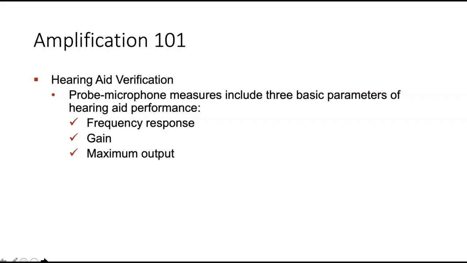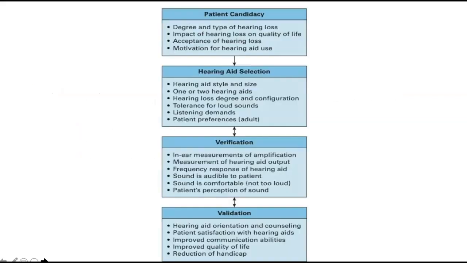Again, we're looking for specific characteristics: the frequency response, the gain, how much boost it's giving you, and what we call maximum output. Those are three areas that we really need to look for to make sure we're giving the child or adult maximum audibility.